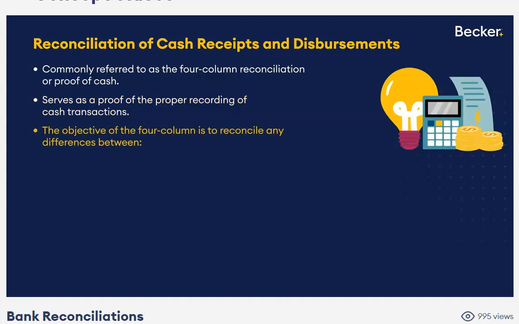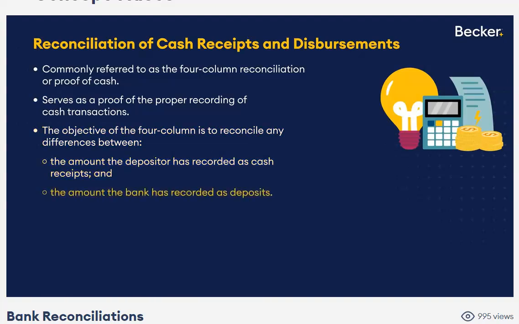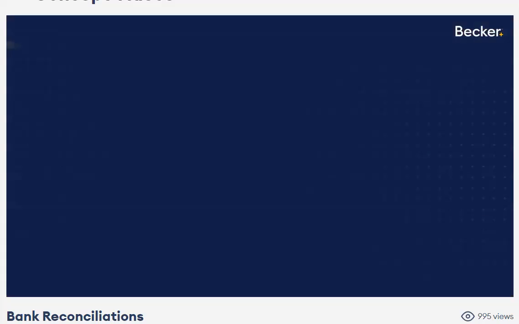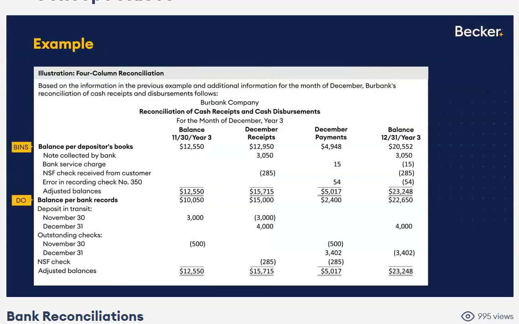Now, we want to reconcile any differences between the amounts that the depositors recorded and what the bank has recorded, all right? So let's take a look at this example. And again, first thing I want to start with, all 4 adjusted balances. All 4 adjusted balances, there are 4 columns. Whether it's per the books or per the bank, they have to be the same. So the 12,550, the 15,715, the 5,017, the 23,248, those all have to be the same in case you have to back into any numbers.